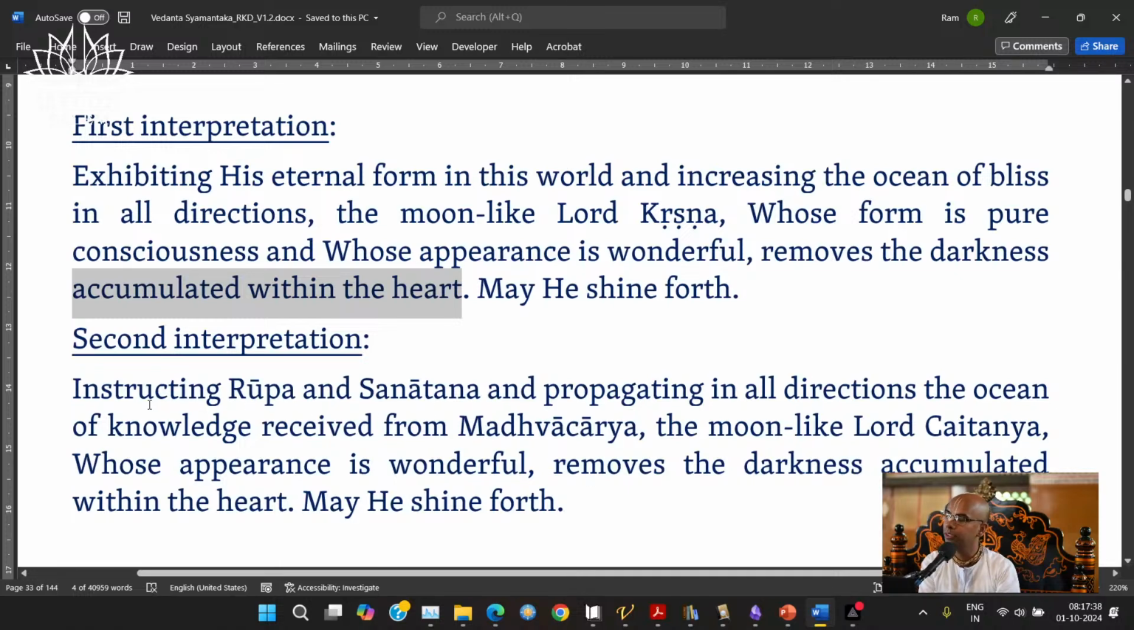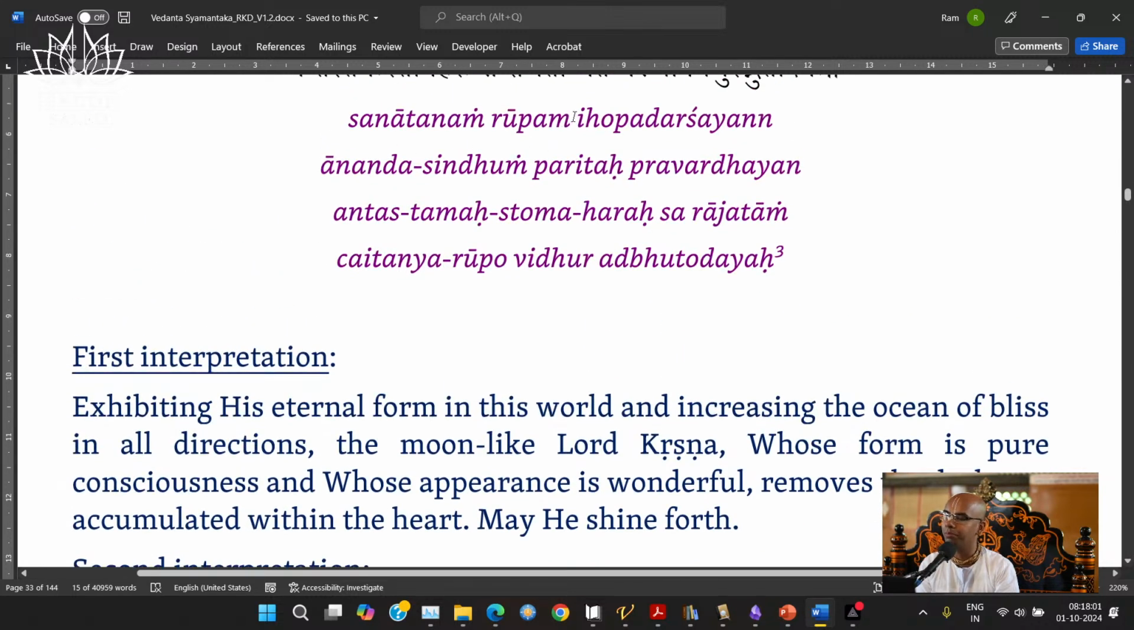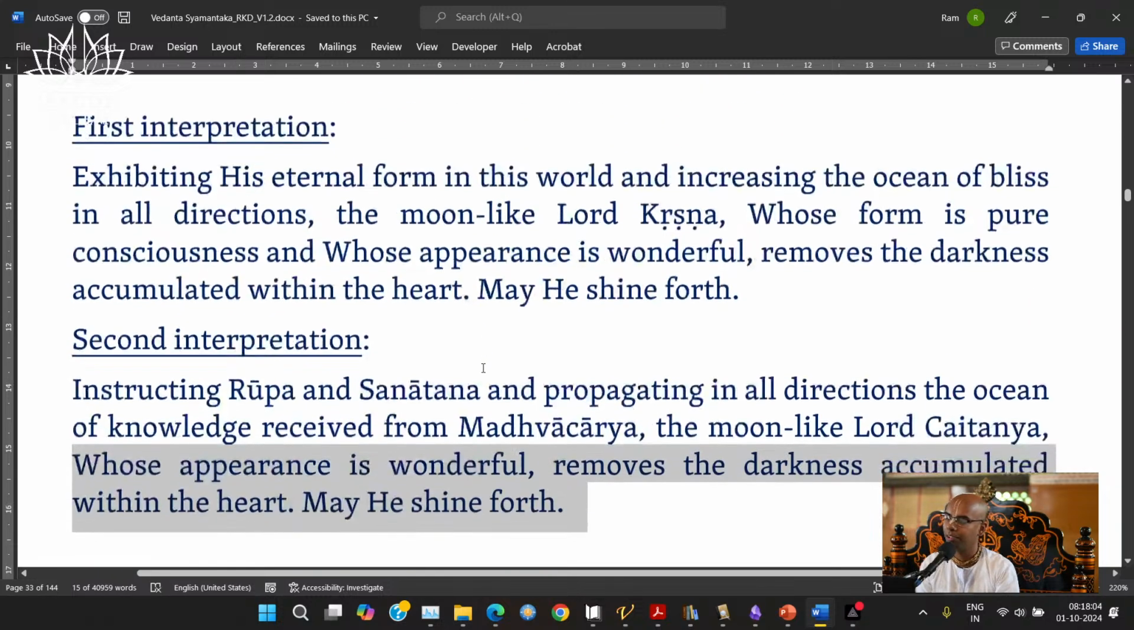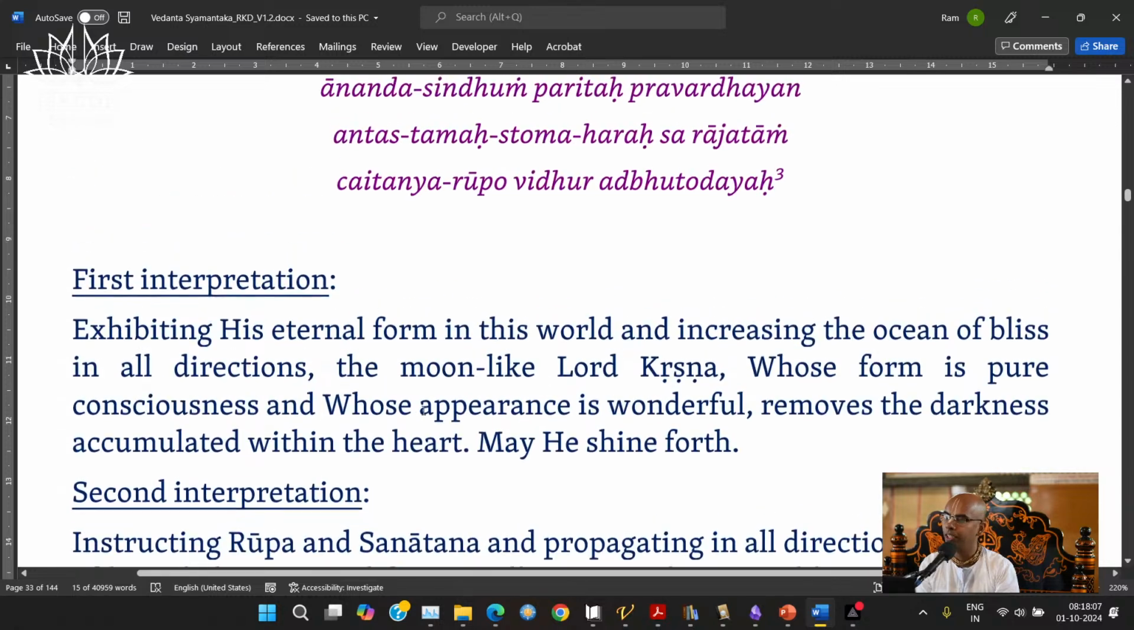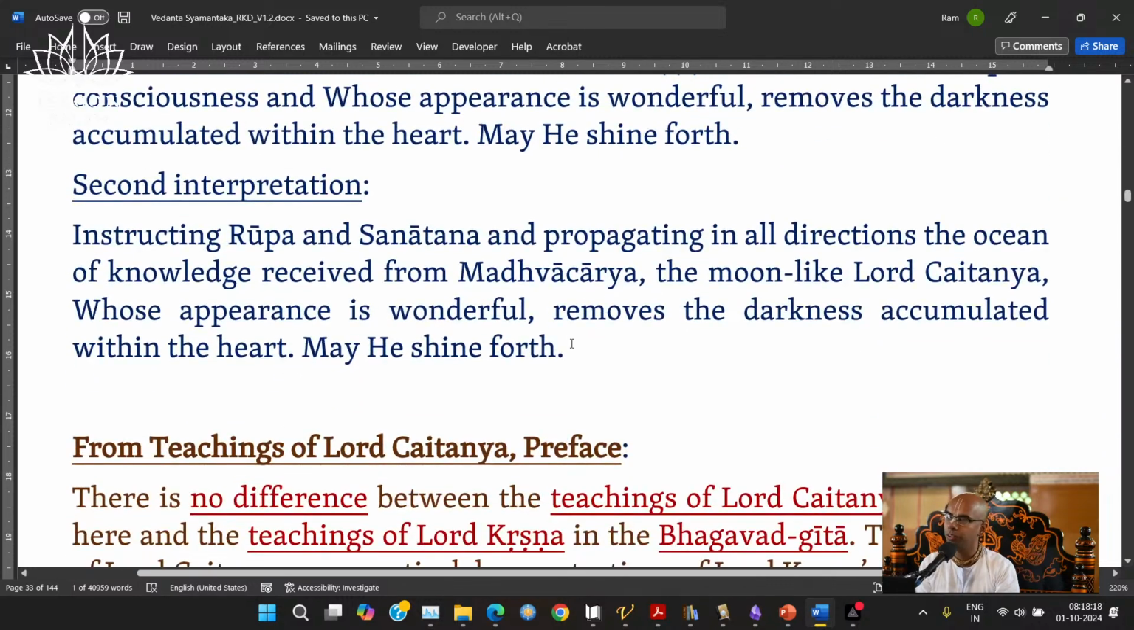Now the second interpretation goes: instructing Rupa and Sanatan and propagating in all directions the ocean of knowledge received from Madhvacharya, the moon-like Lord Chaitanya, whose appearance is wonderful, removes the darkness accumulated within the heart, may he shine forth. Correct? Both mentions of wonderful appearance refer to Chaitanya Mahaprabhu. Sanatanam and Rupam refer to Sanatan Goswami and Rupa Goswami. Ananda refers to Ananda Tirtha, another name of Madhvacharya, and Ananda Sindhu means whatever Madhvacharya propagated. So these are the two interpretations.